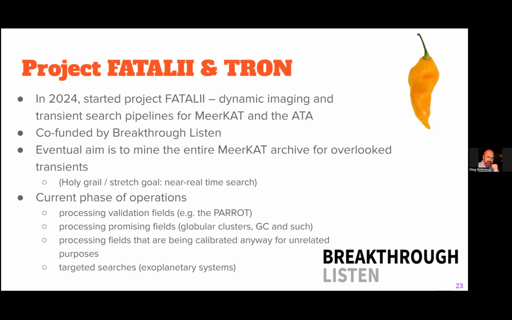What we're doing currently, well, we've processed a bunch of validation fields, including the parrot. We've processed a bunch of promising fields, things like globular clusters, galactic center, and things like that, where we can expect to find transients. I'm telling my students, hey, if you're working on some data, if you've got a calibrated data set, throw the transient search pipeline at it. And we're starting targeted searches. So a student is, for example, pulling observations from the archive that happen to have exoplanetary systems in them. There's another project to mine for brown dwarfs, etc., etc. So that's kind of what we're doing.